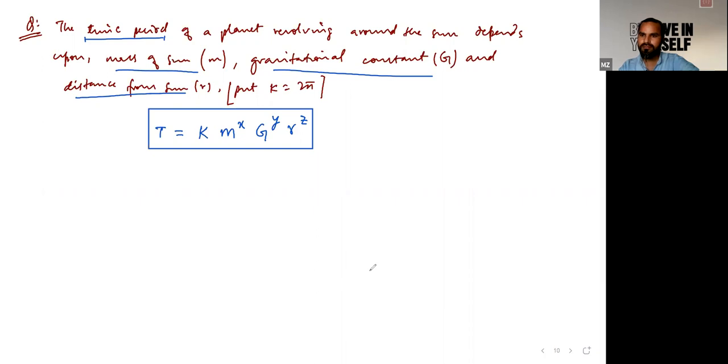So here we can ignore G, right? Why do we have to neglect this particular G? This is the gravitational constant. Capital G has dimension m raised to the power -1, L raised to the power 3, and t raised to the power -2. Sir, we can neglect K, right? Yeah, K is just a proportionality constant, so we neglect it on the basis of dimension.